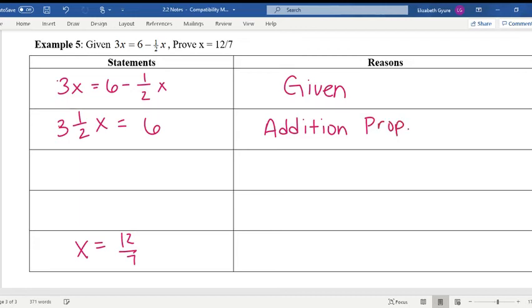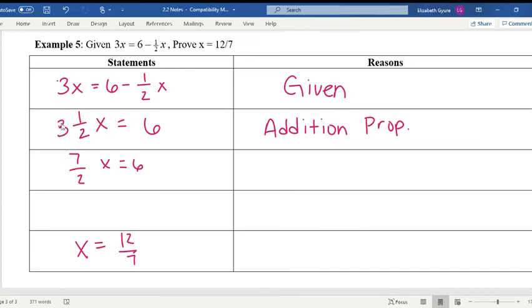Okay. So next, if I have 3 and 1/2 x equals 6, then what could I do next? Well, this is kind of up to you. I can see here that my final answer is written as a fraction, so I'm not going to waste my time turning this into a decimal. Instead, I'm going to turn this into an improper fraction. So I know that 3 and 1/2 is equivalent to 7 over 2. I did that by taking 2 times 3, which is 6. 6 plus 1 is 7.